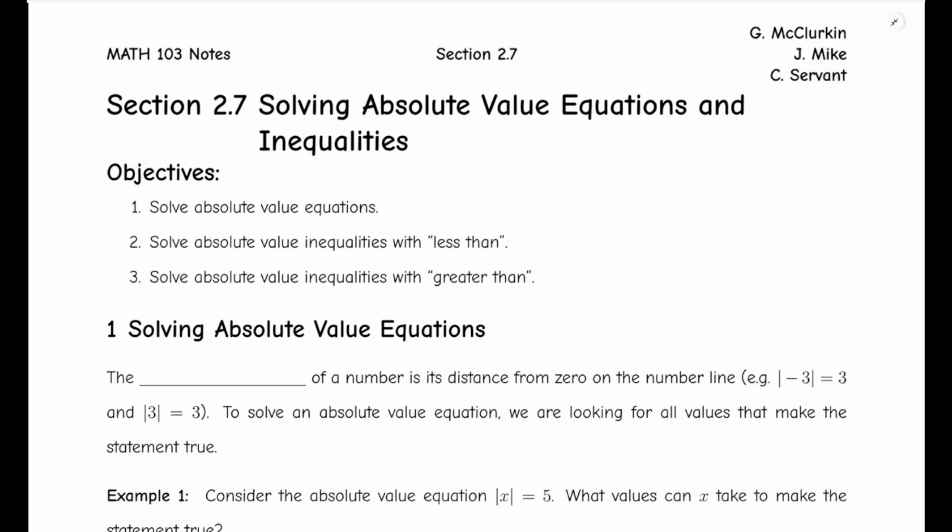Hello, this is part 1 of section 2.7, solving absolute value equations and inequalities. Part 1, solving absolute value equations.